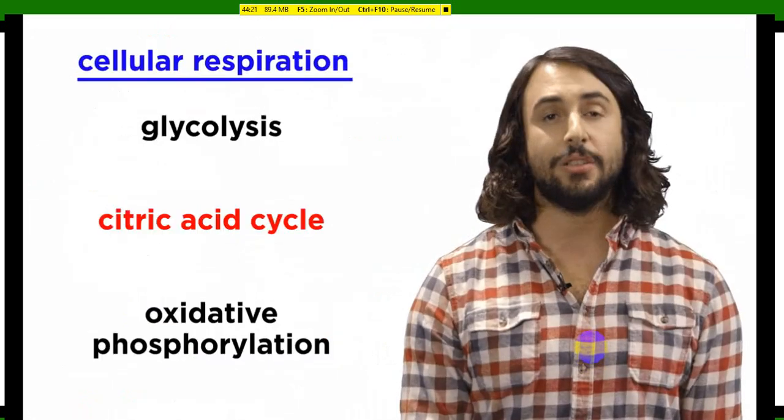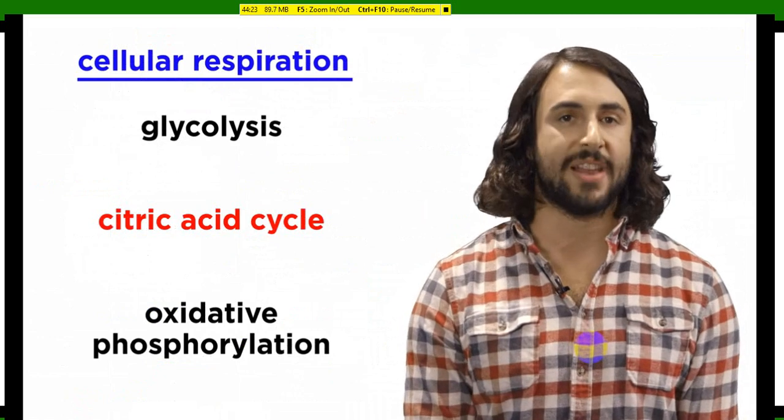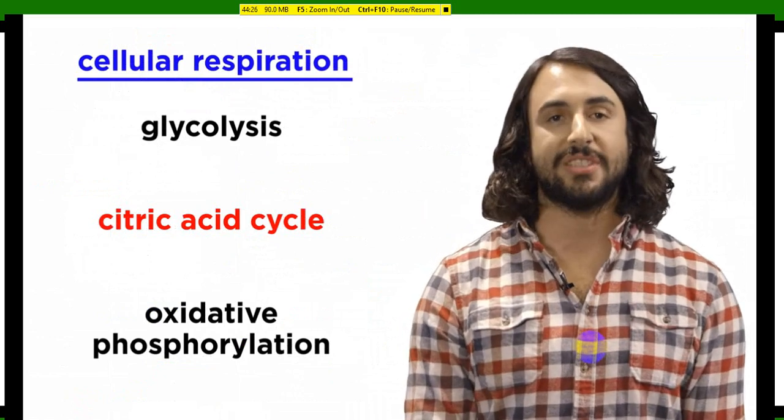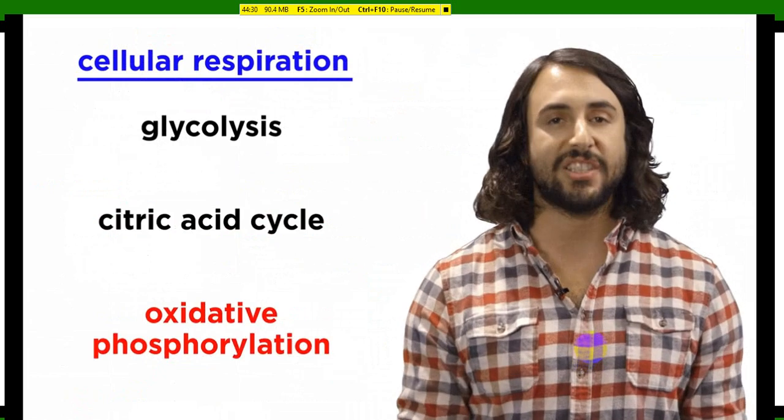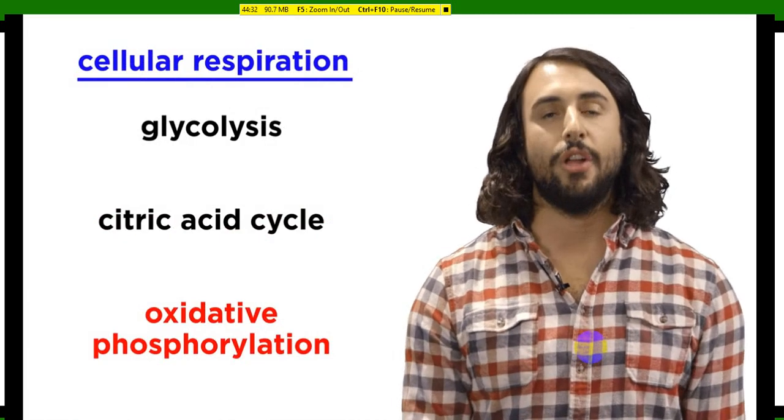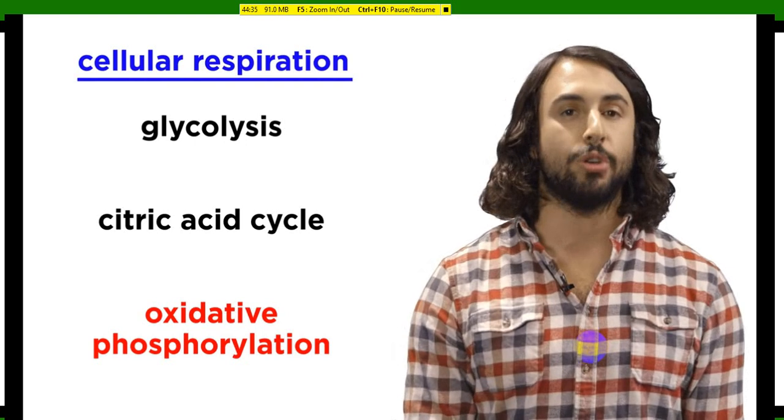We can see that there still hasn't been a huge payoff in terms of energy, but the products of the citric acid cycle will then move on to oxidative phosphorylation, which will generate the majority of the ATP produced in aerobic respiration.